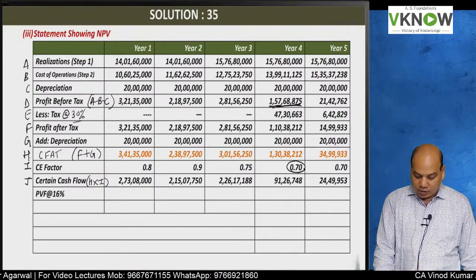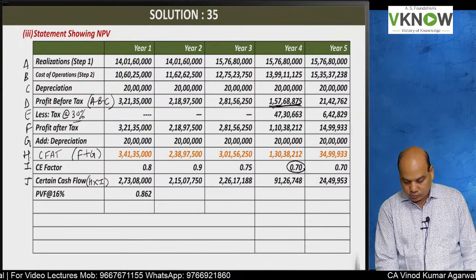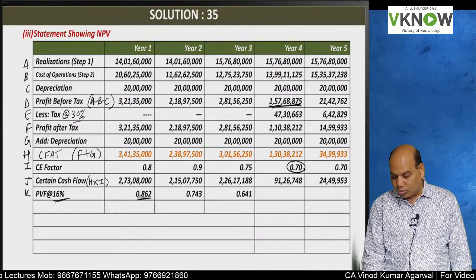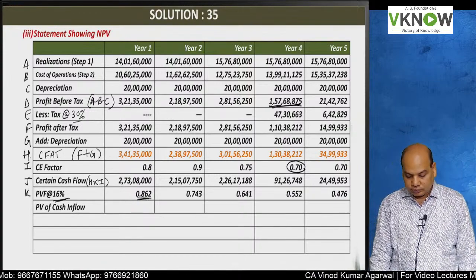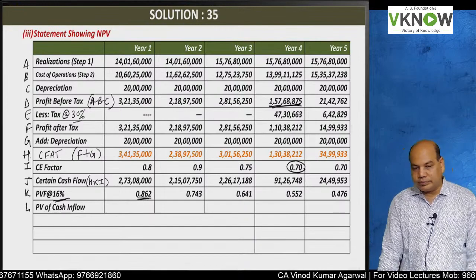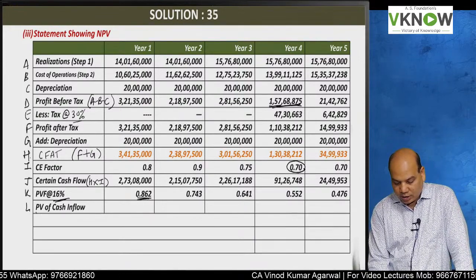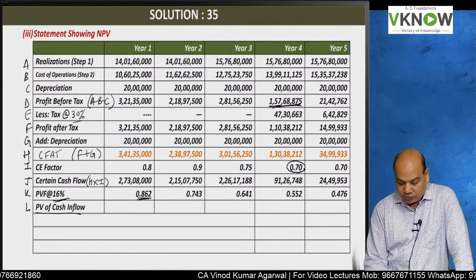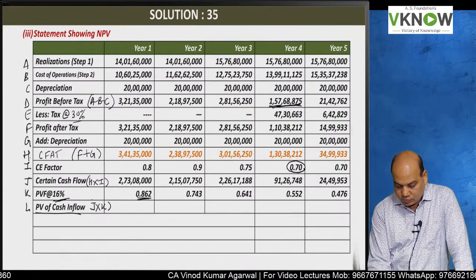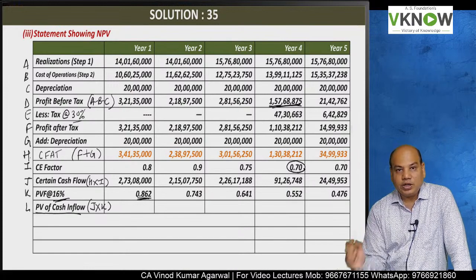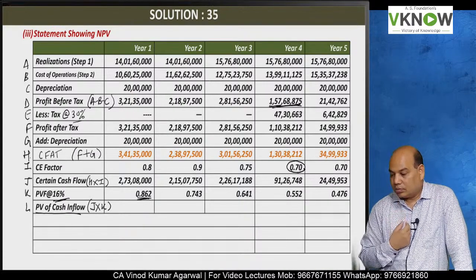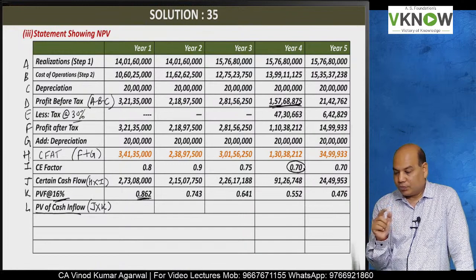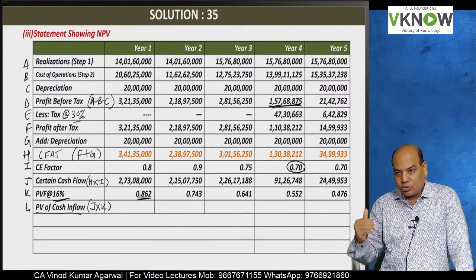And they have given you PV factor also. When they have given you the factor, don't use your own calculation. Use the factor given in the question. Point number L, write down PV of cash inflow. Please multiply J into K, and use the memory plus function. You will require the total. Multiply, equal to, memory plus.